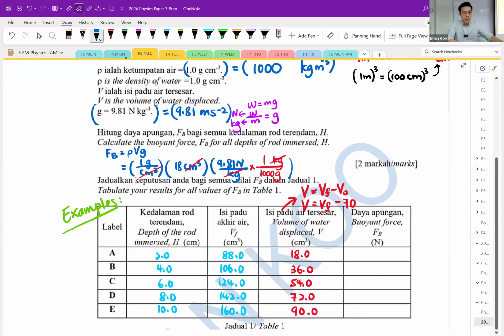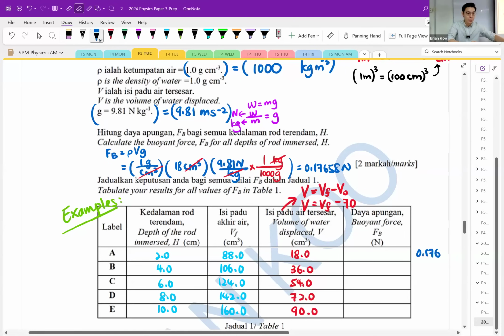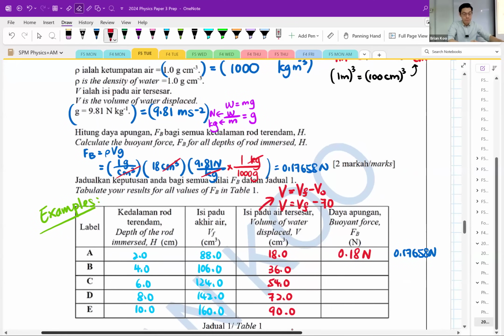It is actually a very small value, 0.17658 Newton. So long, my number. But in your table, you just put one more decimal only, 0.18 Newton, let's say. Good enough. And please calculate for the rest. So you do everything the same, you just replace this number with 36.